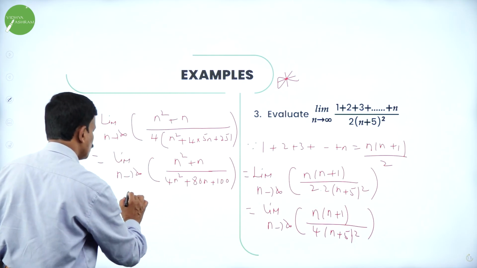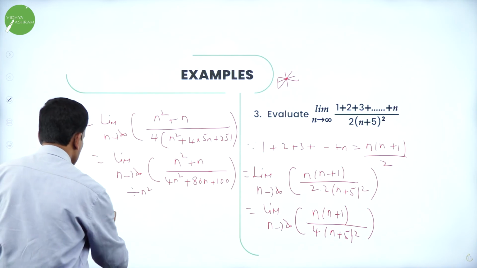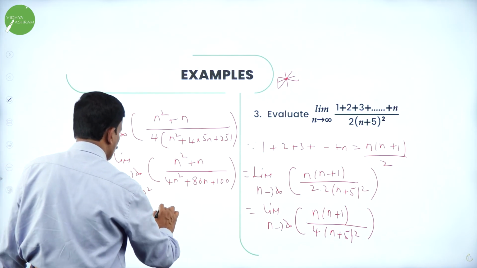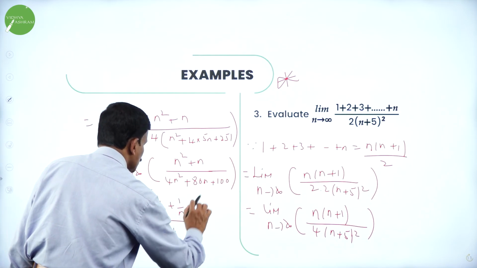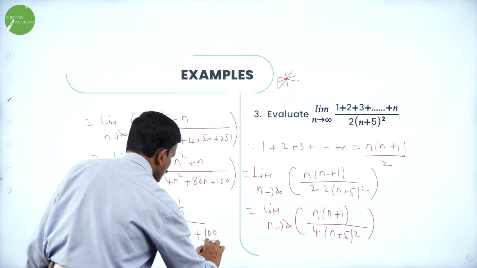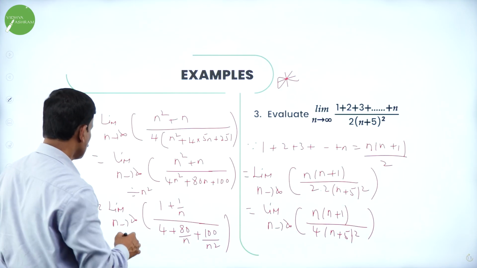Now, divide both numerator and denominator by the highest degree term, that is n square. Then what is it equal to? Limit n tends to infinity of 1 plus 1 by n divided by 4 plus 80 divided by n plus 100 divided by n square. Now, apply the limit, that's all. So, if you apply the limit, what will you get?